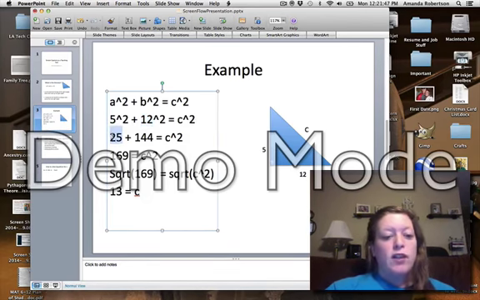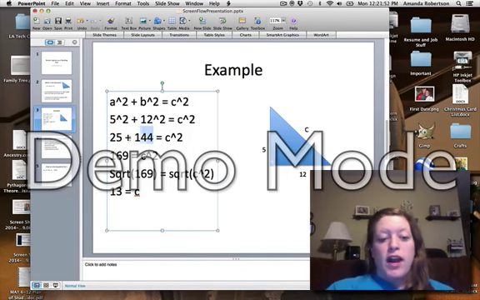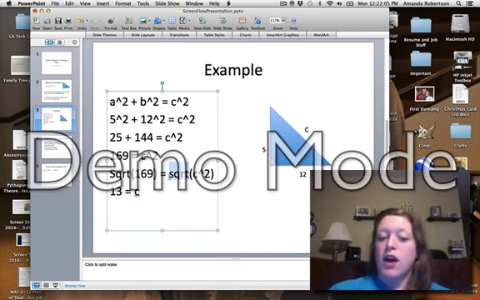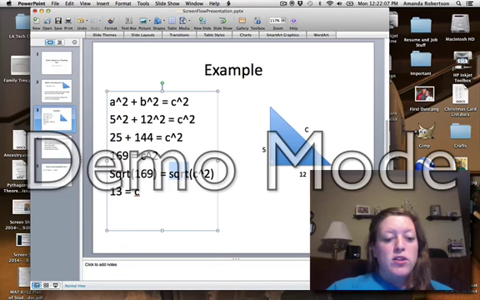So 5 squared would give me 25. 12 squared is 144. If I add these two together, I get 169 is equal to c squared. In order to get rid of that c squared, I've got to take the square root of both sides, because remember, whatever I do to one side, I've got to do to the other. So the square root of 169 is 13, and the square root of c squared is c. So my answer for C is 13, and then whatever units they would have given me in the problem.